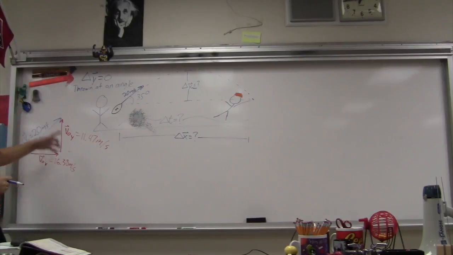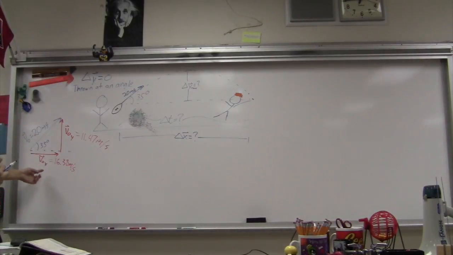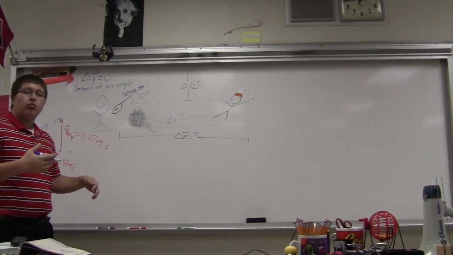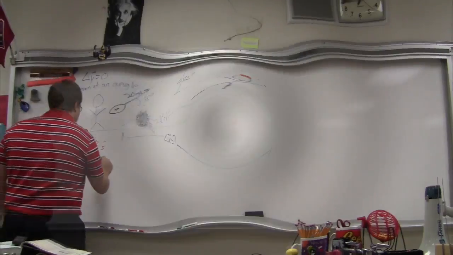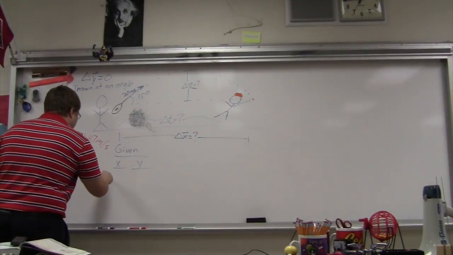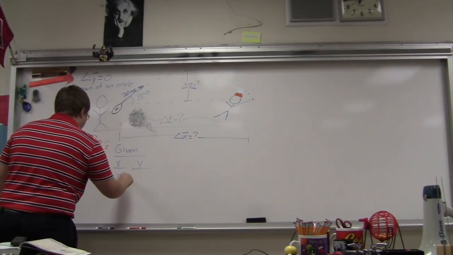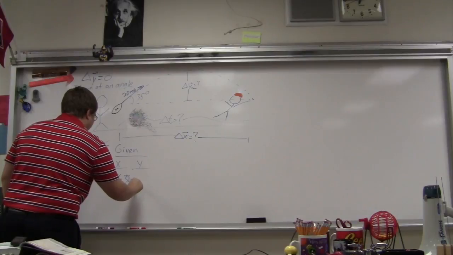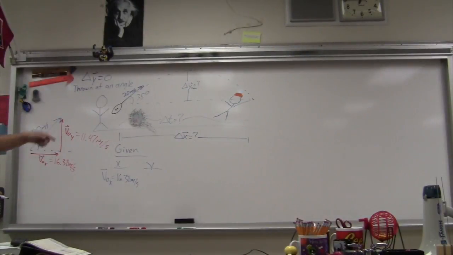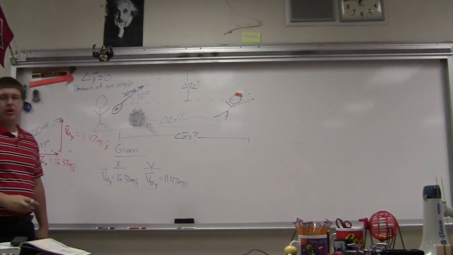Okay, now we have useful information. Again, we can't use Vo at a 35-degree angle, but we can use Voy and Vox. Now we're going to write down some X and some Y given. So I'm going to start with the stuff we just found. Vox is equal to 16.38 meters per second. Voy is 11.47 meters per second. So that should help us.